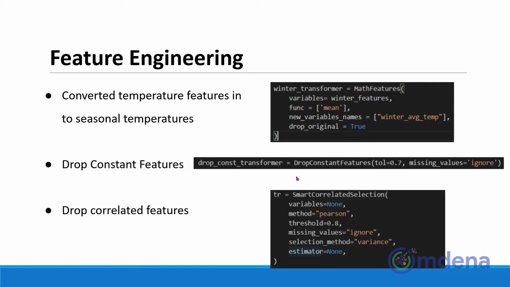And next, I dropped the constant features. The constant features are the features that have the same value repeated many times. In that case, it will have low variance, so I wanted to drop that. Here I set the tolerance to 0.7, so 70%. If 70% of the data is the same, then it will drop that feature.